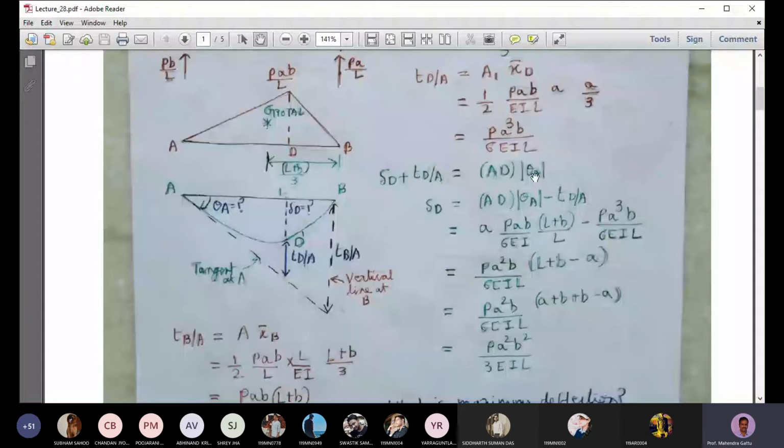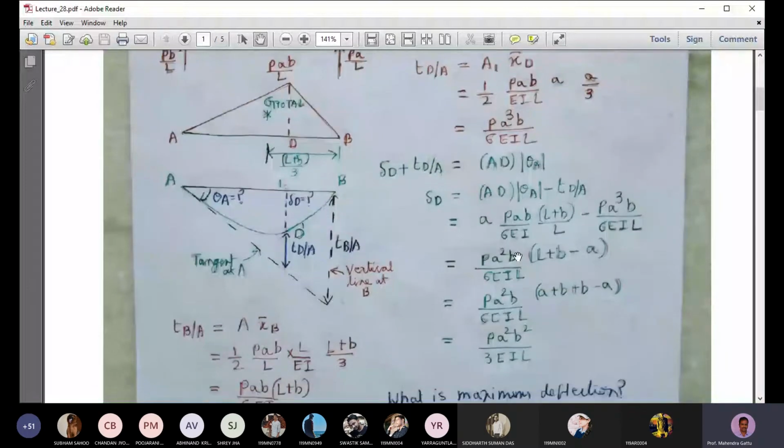So what we can do, we can send the delta D term. We don't know this delta D term. We know the TD by A term. We have already just now calculated it. So we can send the TD by A term to the right hand side, and then we'll substitute all the values. Theta A also we have calculated. So we'll substitute. AD is A. Theta A is PAB by 6EI into L plus B by L. And TD by A is PA²QB by 6EIL.